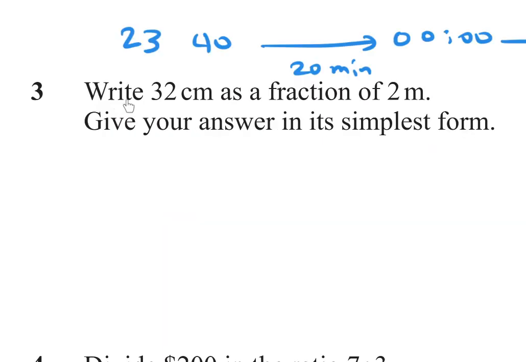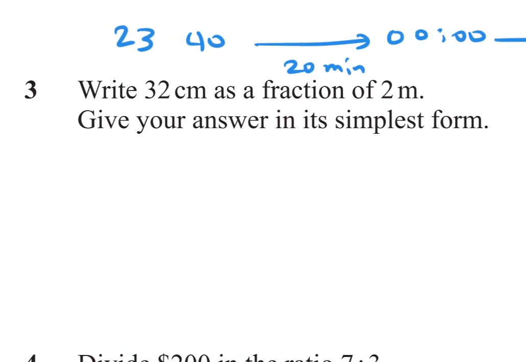Number 3, write 32 centimeters as a fraction of 2 meters. Give your answer in the simplest form. How to solve? 2 meters and 32 centimeters. So we need to convert 2 meters to centimeters. From meters to centimeters, times 100. So this is equivalent to 200 centimeters.